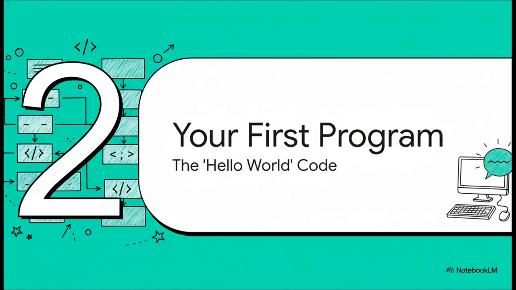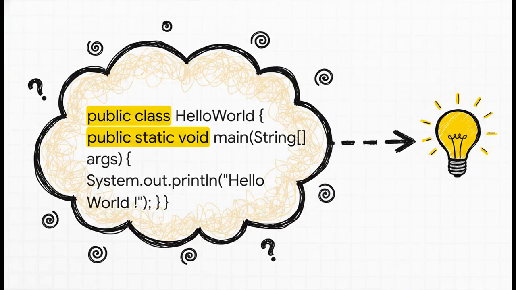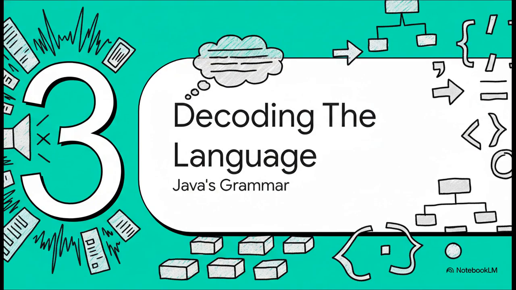Okay, section 2. We're going to do this a little backwards. Instead of starting from scratch, let's just jump to the finish line and look at the final product. This is the classic first program everybody writes. It's called Hello World. Now, I know what you're probably thinking. Whoa, what is all that? It looks pretty cryptic, right? And you're not wrong. But trust me on this. By the time we're done here, every single piece of this is going to make perfect sense. This is our target.